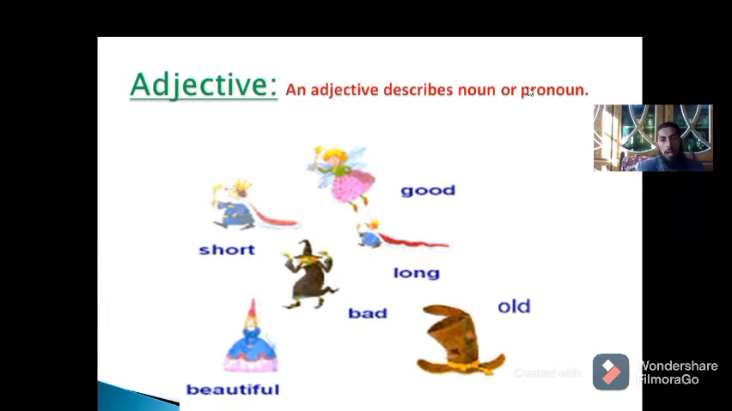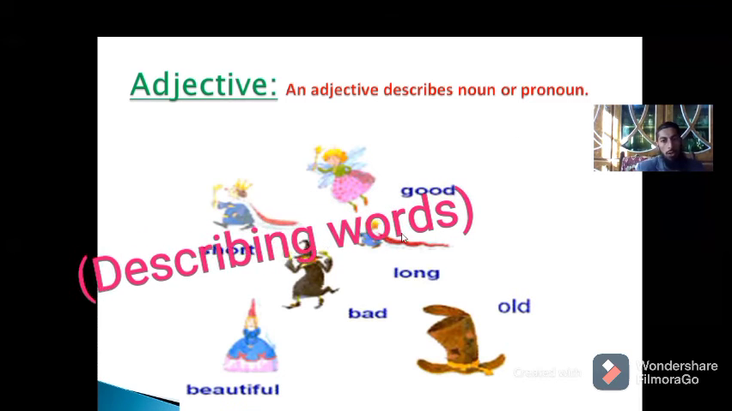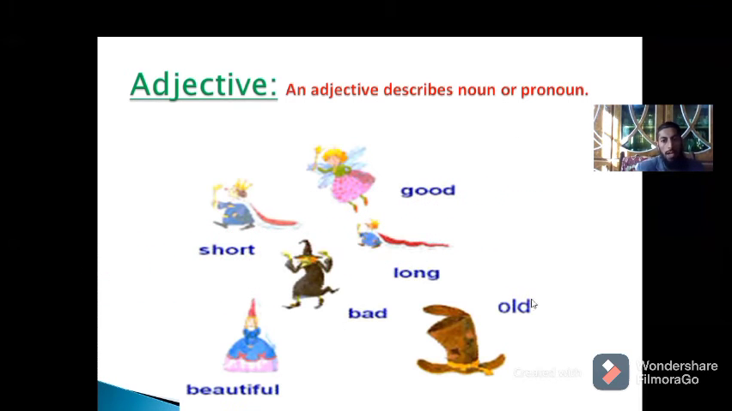Adjective describes a noun or pronoun. These are also called describing words. So here are some adjectives, for example, good, short, long, bad, old, beautiful, in front of you. Adjective has further types, degrees: positive degree, comparative, and superlative degrees are there.